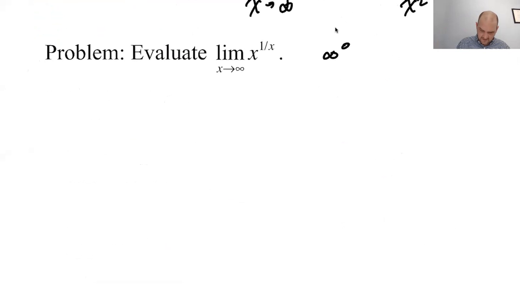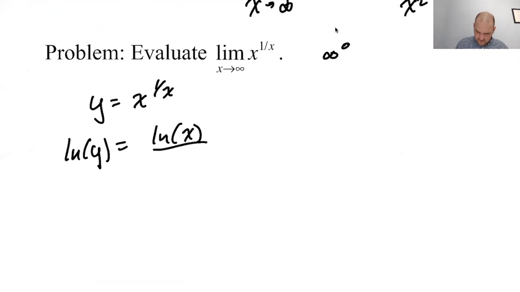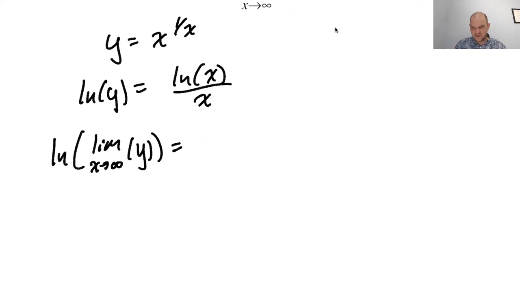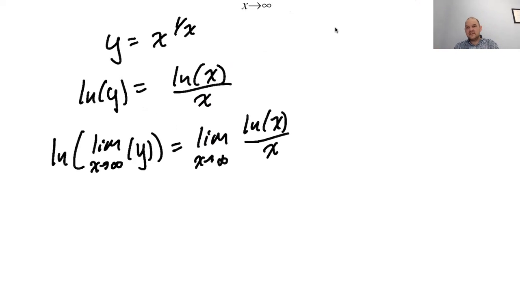So we're going to do our y thing. So y is equal to x^(1/x), and the natural log of y equals, let's say, the natural log of x over x, right? Exponents become coefficients. So the natural log of the limit as x approaches infinity of y, I decided to add those parentheses a couple of steps ago, is the limit as x approaches infinity of natural log of x over x. Okay, so this by relative growth rates is definitely 0.